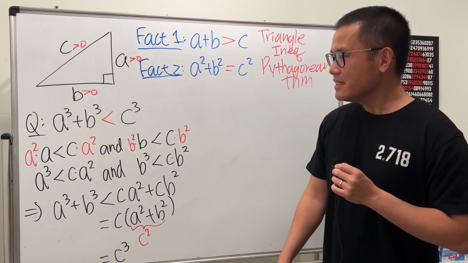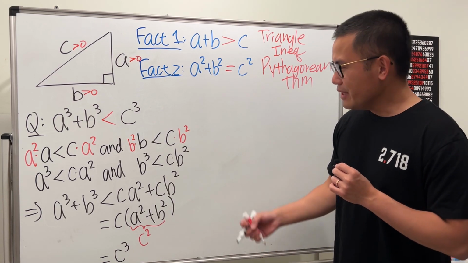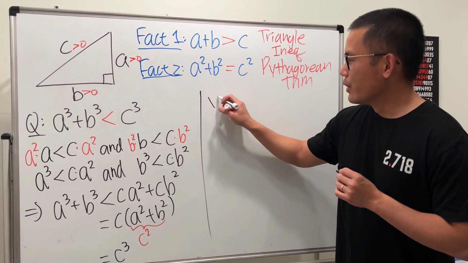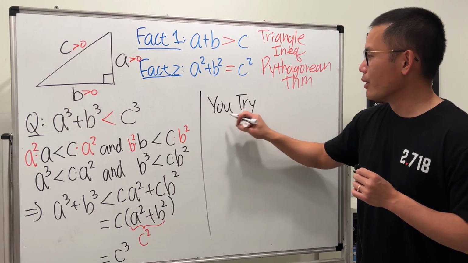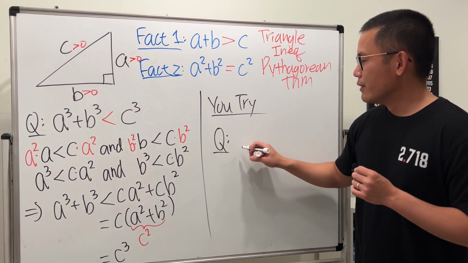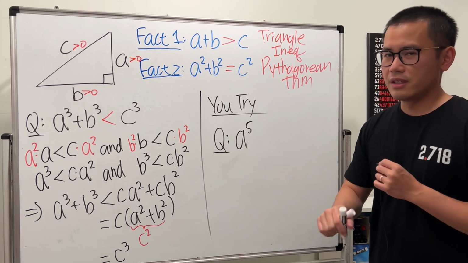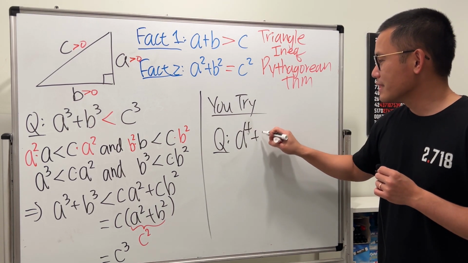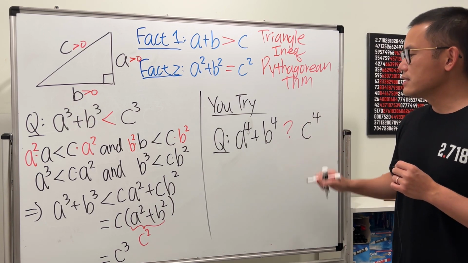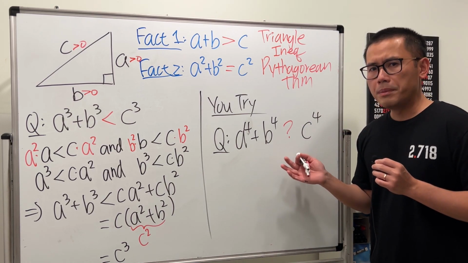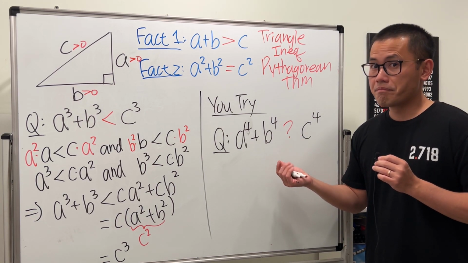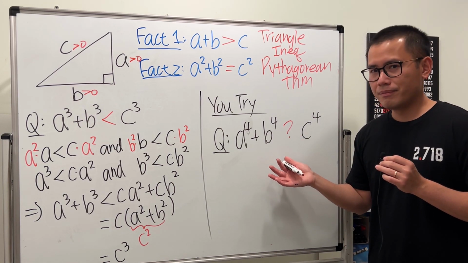Yeah, that's the answer. Pretty surprising, right? And of course, I did this for you. You know what's coming next, right? Here is your question. You try this and let me know what the answer is. Of course, let's do the fifth power. A to the fifth power, no, just kidding. Let's do the fourth power. A to the fourth power plus B to the fourth power, compare that with C to the fourth power. What's the connection between this and that? Or maybe they are equal, or maybe we don't have enough information to compare them. I don't know, I haven't tried it. You can let me know.